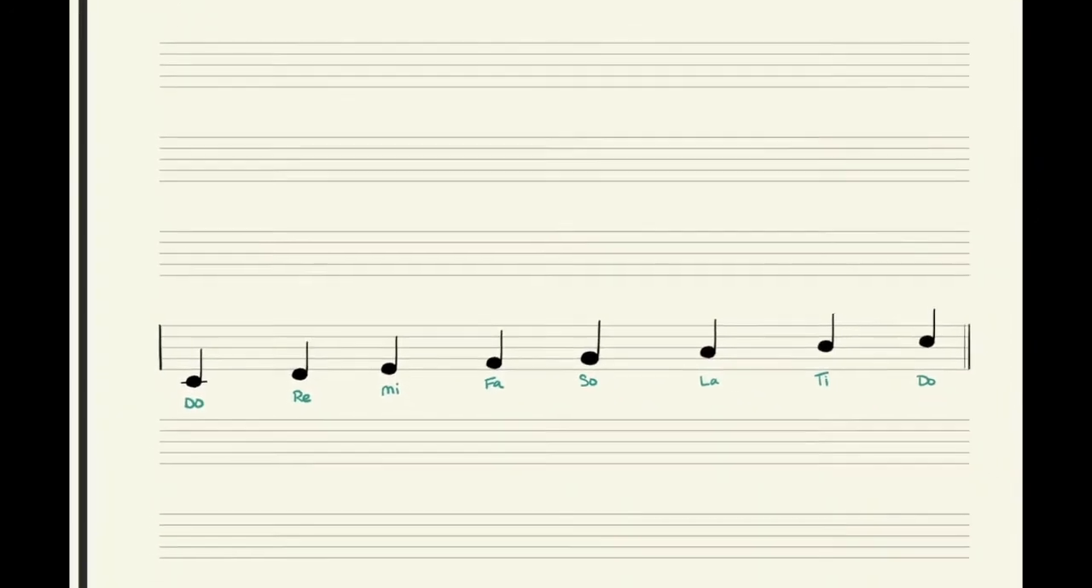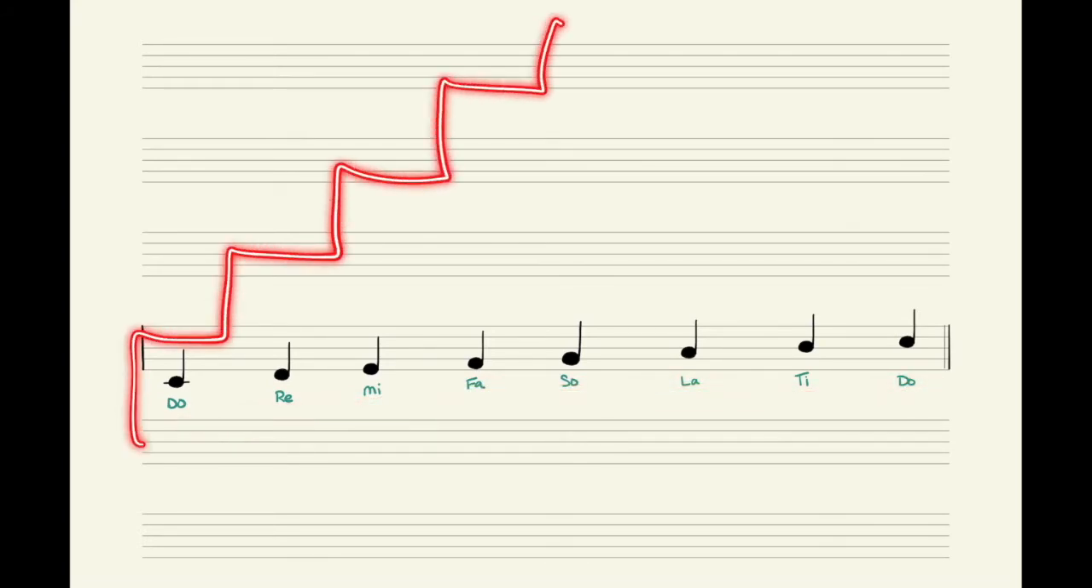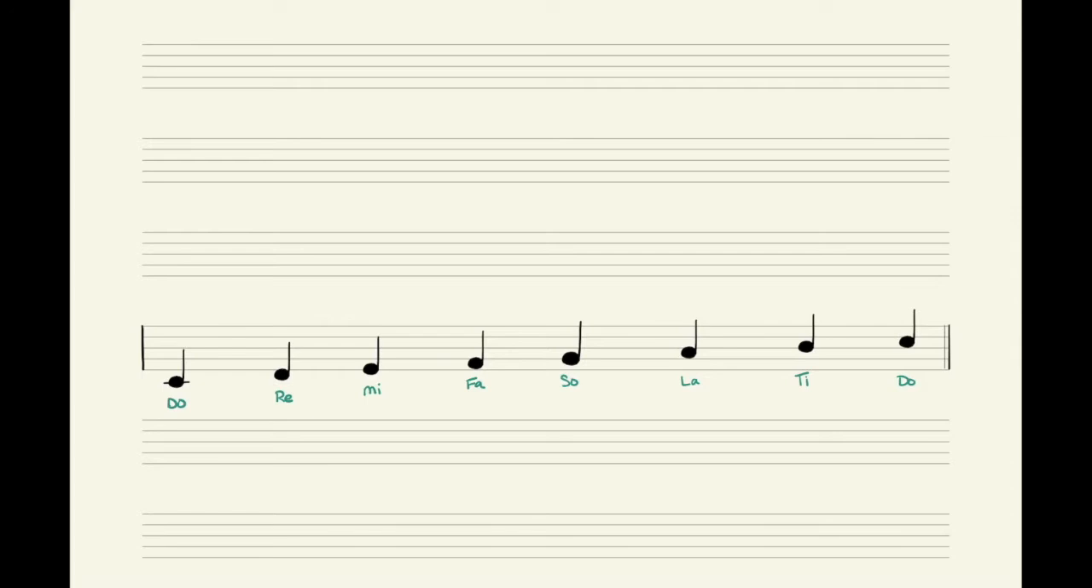So moving on to application, we're just going to look at those same syllables but on a piece of music. So this is the exact same thing as the steps that I drew before. So this is the same thing as going do, re, mi, fa, so, la, ti, do. Okay, so this is in the key of C. It starts on C and it ends on C. These are just the words that we apply to these notes going up.